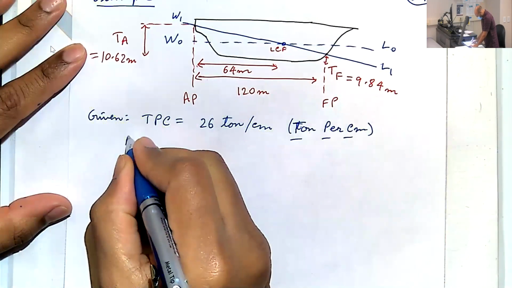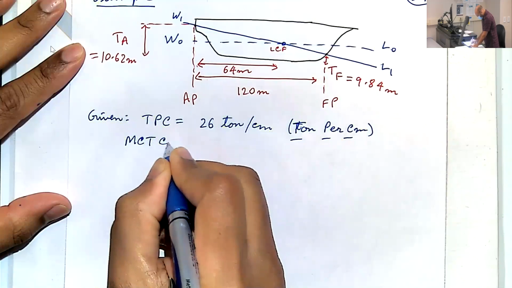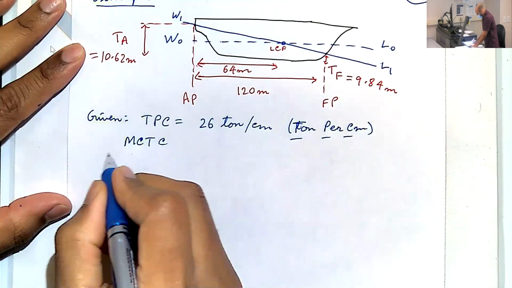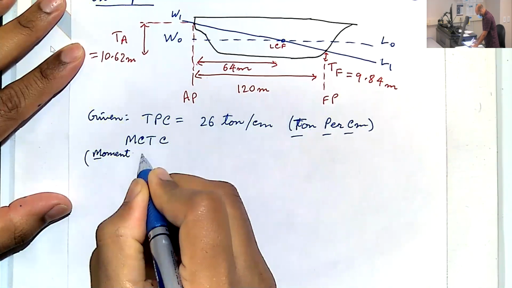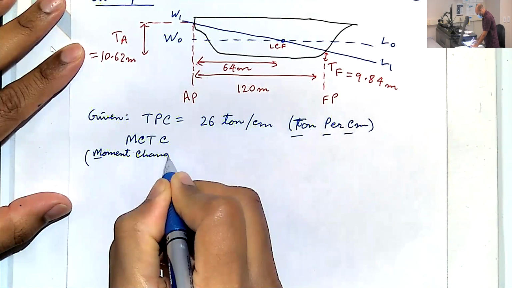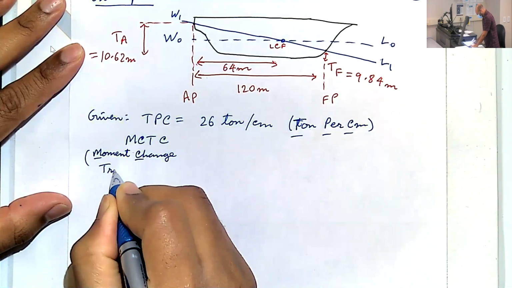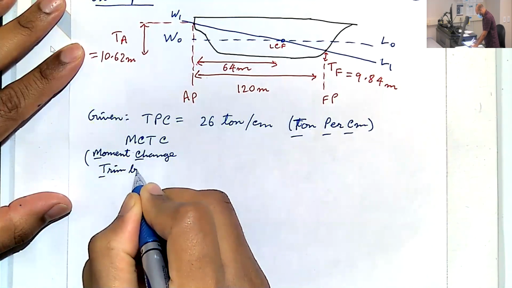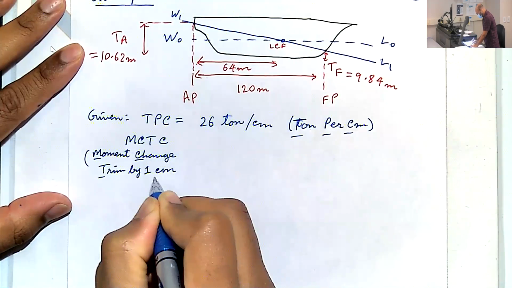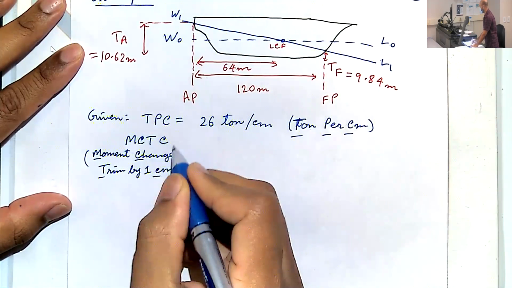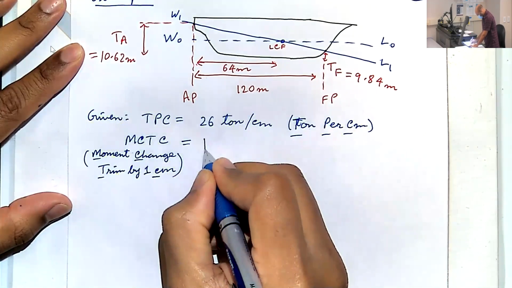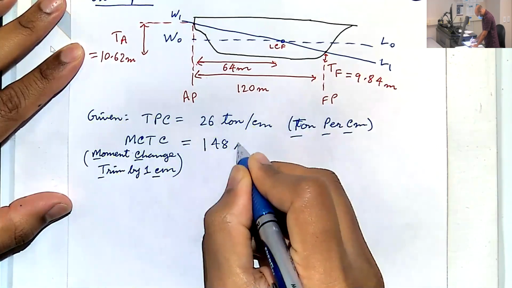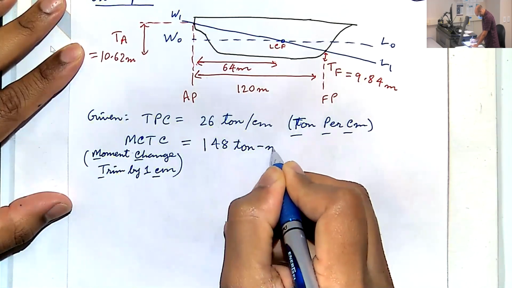You're also given MCTC. This is the moment required to change trim by 1 centimeter. That's where this extra C comes in. This value is given to be 148 ton meter.